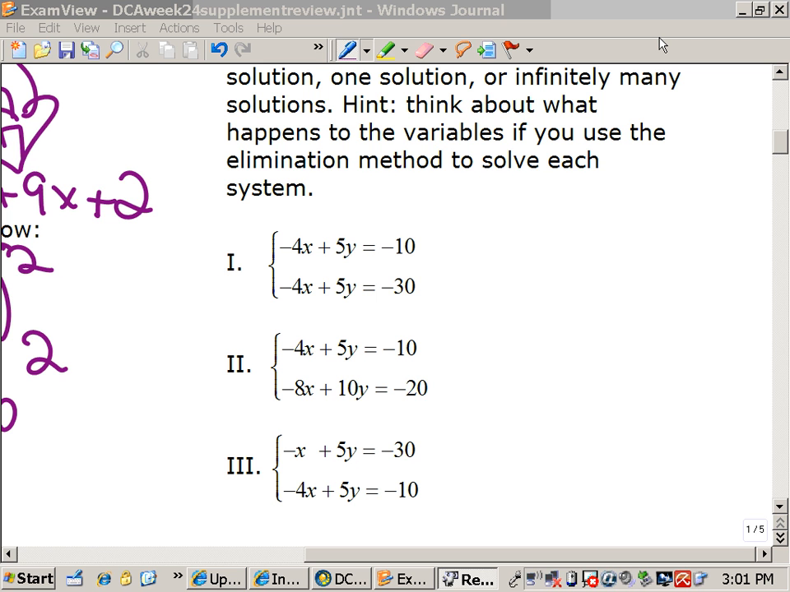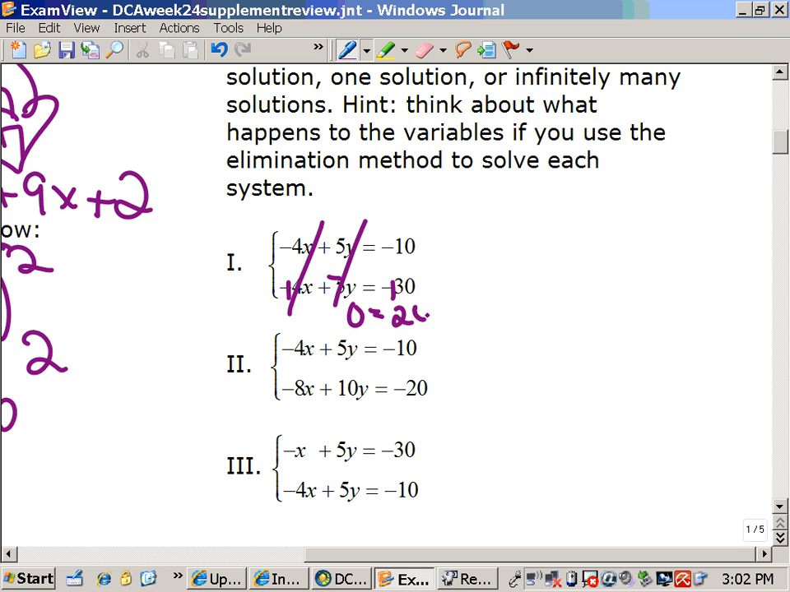Okay, this next problem, number 6, I'm not going to actually solve, but I have to find out if they have one solution, no solutions, or infinitely many solutions. Okay, let's look at the first one. If I were to change all the signs on this bottom line, the 4's would cancel, the 5's would cancel, so that gives me 0 equals 20. Since 0 does not equal 20, that is no solutions.